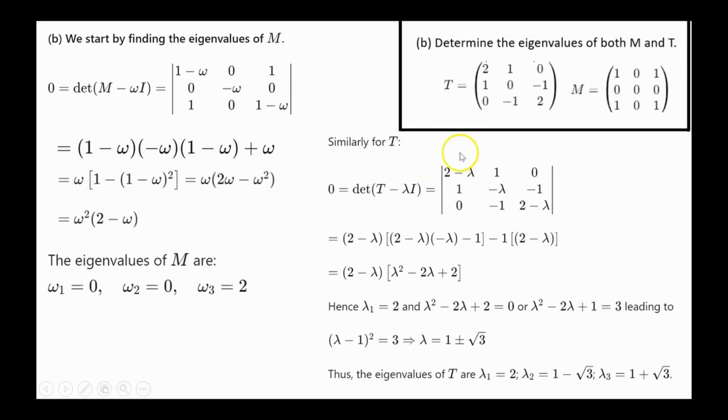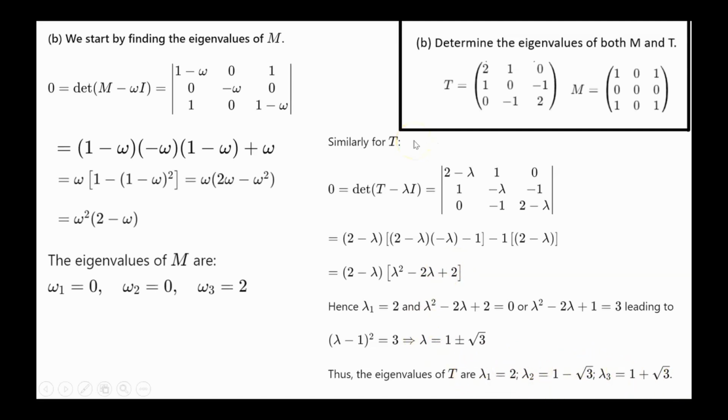And so we'll take 2 minus lambda times this, minus this, minus 1 times this, plus 0. And this is our characteristic equation. And now we want to solve this equation for lambda. We'll set this equal to 0. So one of the lambdas is equal to 2. And then you'll set this equal to 0, and you can use the quadratic formula. And then you'll get your other lambdas are equal to 1 minus root 3 and 1 plus root 3.